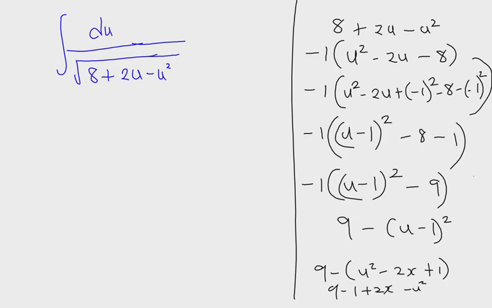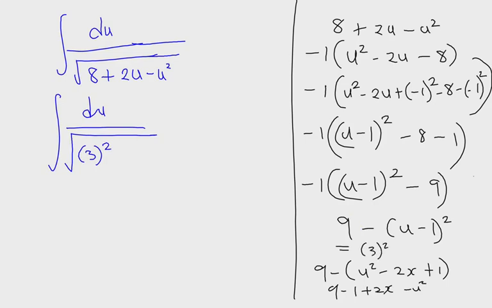Now come here, we now have the integral of du all over the square root. Take note the square root is there. Instead of writing 9, I will write 3 squared. This is 3 squared minus u minus 1 all squared, so that will be minus u minus 1 all squared.